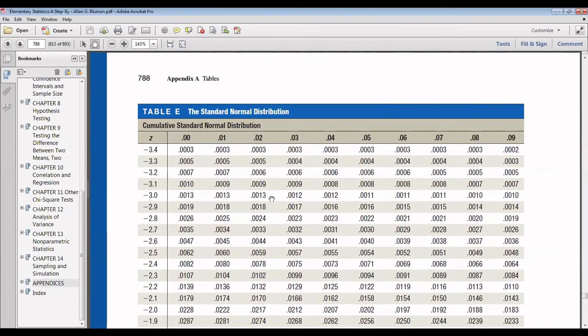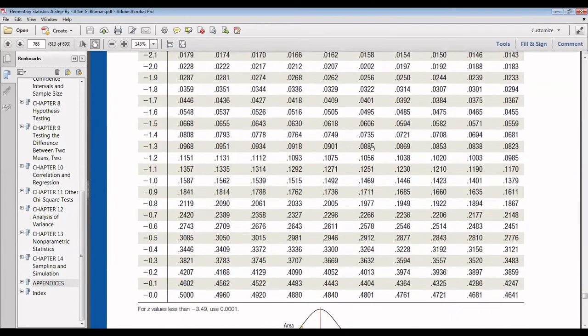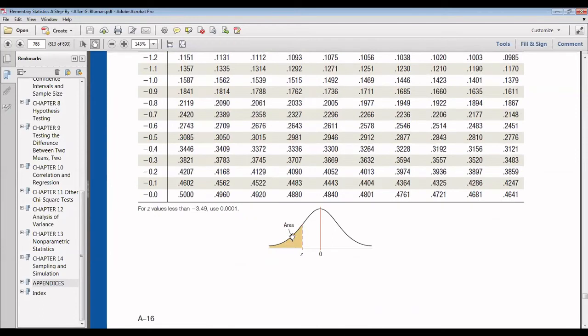So basically, yan yung mga area, di ba? But that area is the area to the left. So kung ang hinahanap natin na area is dito sa side, ang gagawin natin is 1 minus the area here. Since ang hinahanap natin is 0.025, ano yung area na hanapin natin dito sa table? 0.975. Tama? Pag 0.975 ang area to the left, we know that the area to the right is 0.025, because the total area of any probability distribution is always 1.